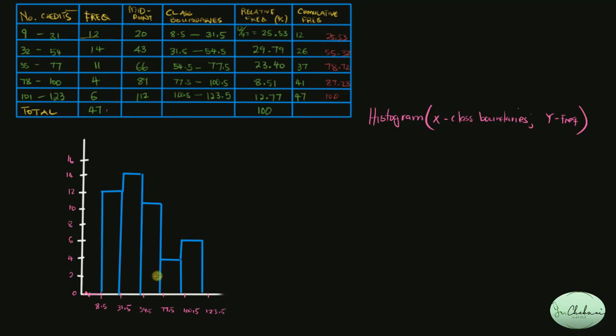And then again, remember with a histogram, you have to label it. You give your histogram a title, and then you label the axes. So this is frequency, and here we have number of credits. That's that. So that's our histogram.